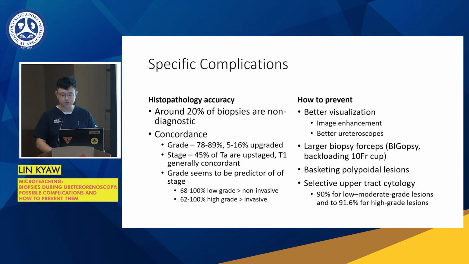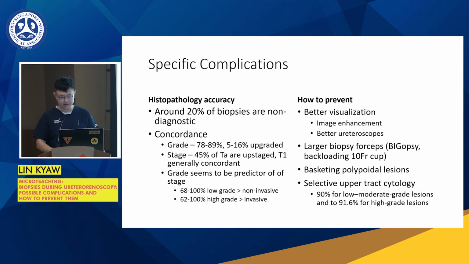This will make sure that we are truly taking a biopsy of the tumor and not any inflammatory tissue or any tissue that might look suspicious as a result of our procedure at the start. It is also shown that bigger specimens lead to better and more accurate diagnosis in URS biopsies. Hence, using a large biopsy forceps, such as a backloading 10 French cup, can increase the size of biopsies.